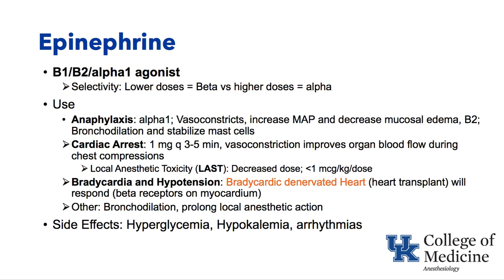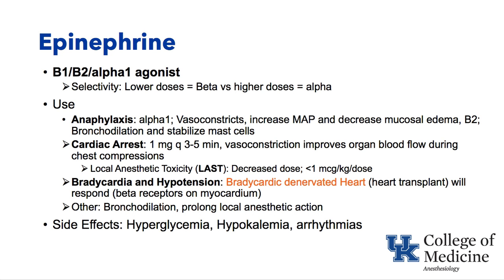In patients who have had a heart transplant, the vagus nerve has been cut as well as the sympathetic nerves T1 through T4, so it's called a denervated heart. If that heart becomes bradycardic, remember that it still has beta receptors present on the muscle, in fact can be upregulated and will respond to beta agonism. So in a patient who has had a heart transplant and is bradycardic and hypotensive, epinephrine would be indicated, because not only would it increase the heart rate, but the alpha effects would result in vasoconstriction, correcting both the bradycardia and the hypotension.